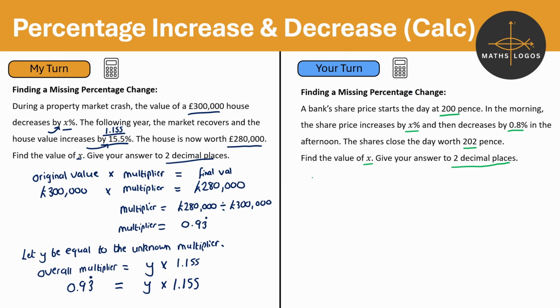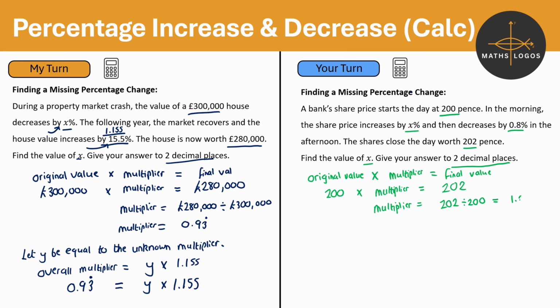Let's start by writing out our formula. The original value multiplied by the multiplier is equal to the final value. We know the original value is 200 pence. We want to work out the overall multiplier, which is composed of 2 separate multipliers. That's equal to the final value, which is the 202. The multiplier is equal to 202 divided by 200, and it gives you 1.01. So that's the overall multiplier. And we know that this multiplier is composed of 2 separate multipliers. It's the increase of X%, and then it's the decrease of 0.8%.